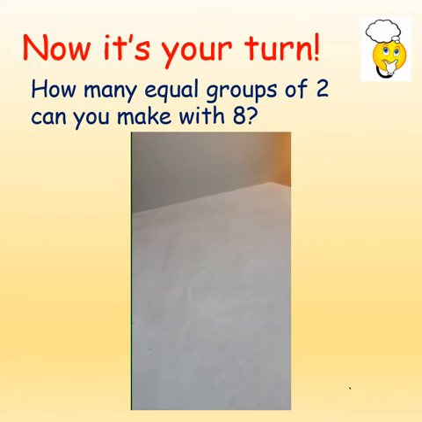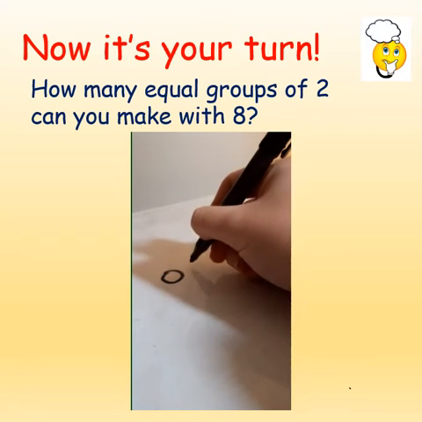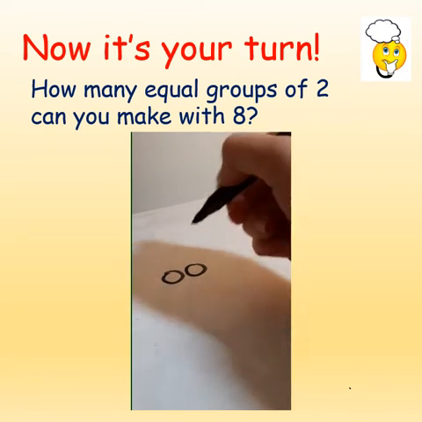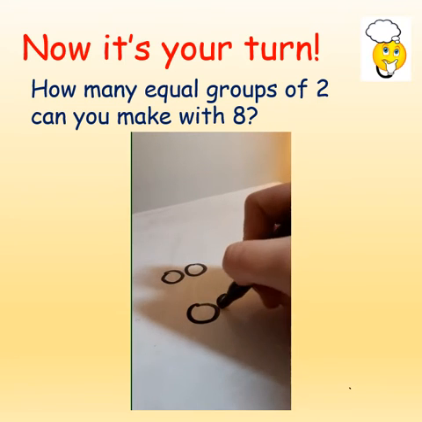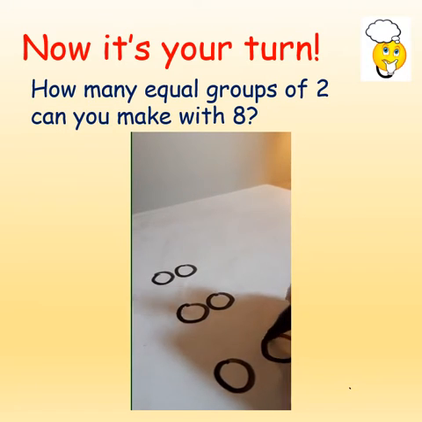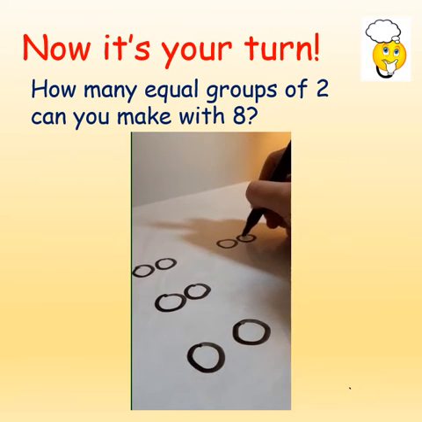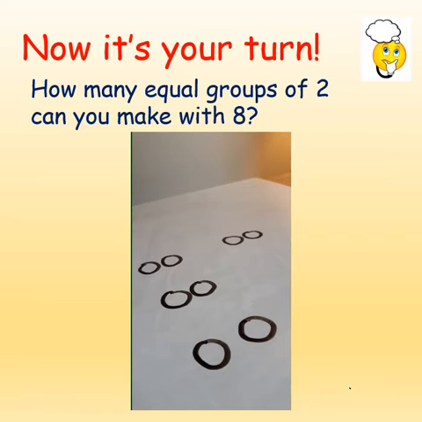Okay, so we are going to have a go at drawing how many equal groups of 2 that we can make with 8, okay? So instead of making it, we're going to draw it this time. So I've got 8 counters altogether, okay? And I need to put them into groups of 2. So I draw 1, 2, 3, 4, 5, 6, 7, 8. And I know that I've got to stop there because I only had 8 counters.